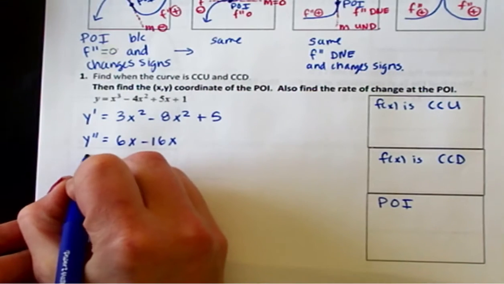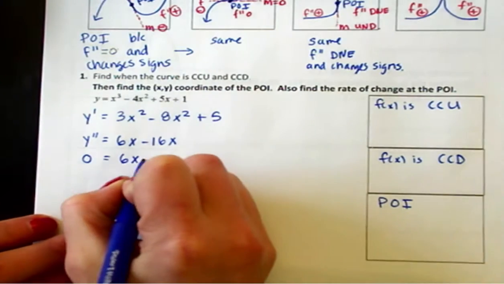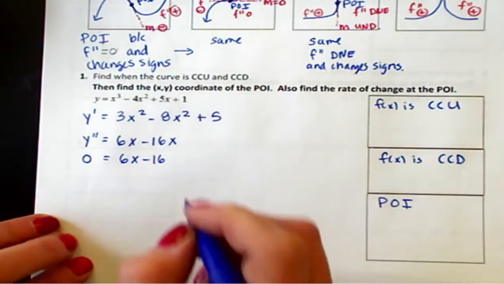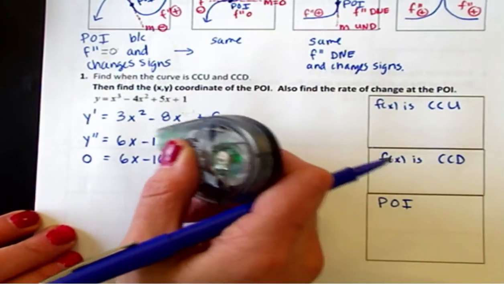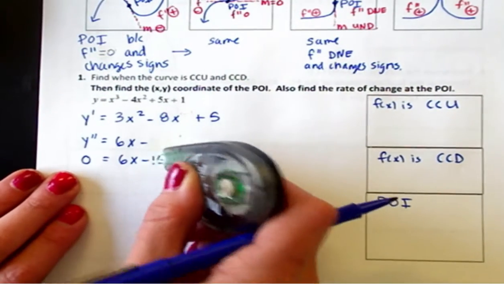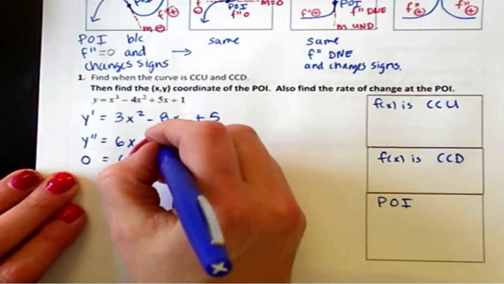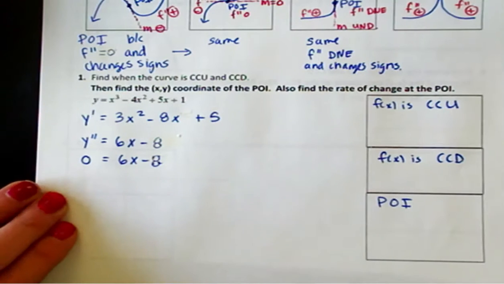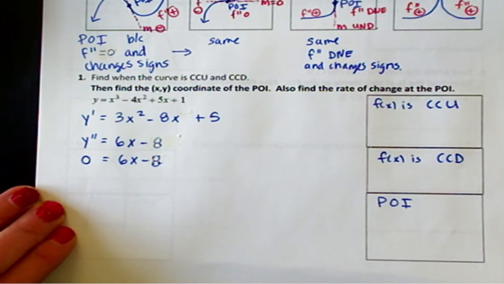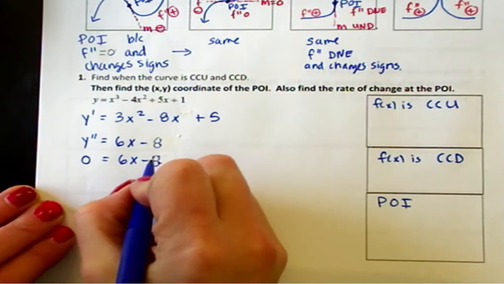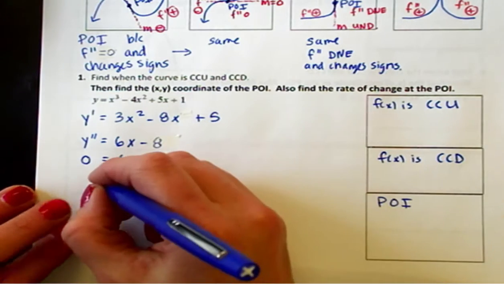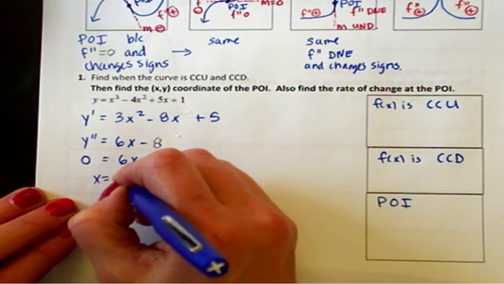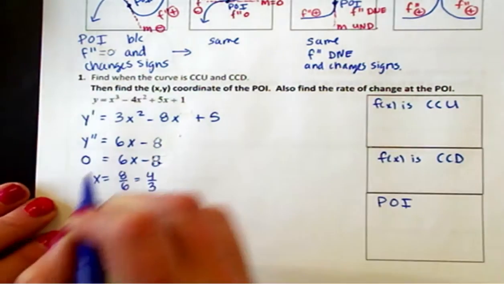Okay. Set it equal to 0. Oh, I'm missing something. Hold on, you're right. Okay, there we go. Just like you did for the first derivative number line, you set it to 0 to find those tick marks. Okay, two steps, add 8, divide by 6. So x equals 8 over 6, 4/3.